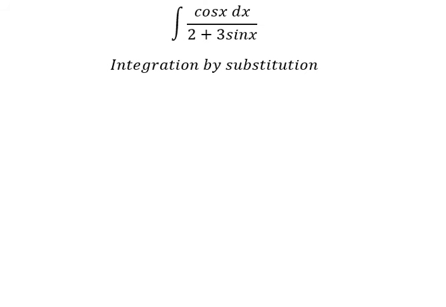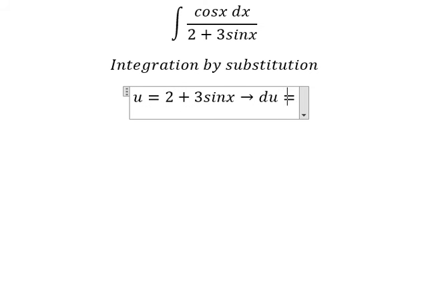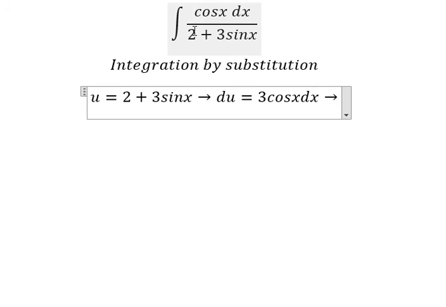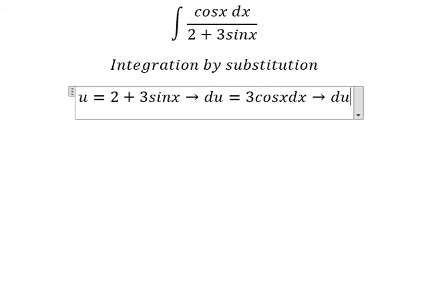So I will put u equal to 2 plus 3 sin x. Next, I will take the first derivative of both sides. We have du equal to 3 cosine x dx. Because we don't have the number 3 here, we need to divide both sides by the number 3.